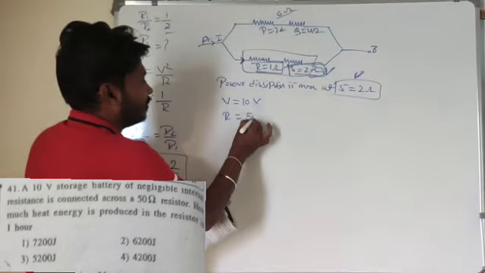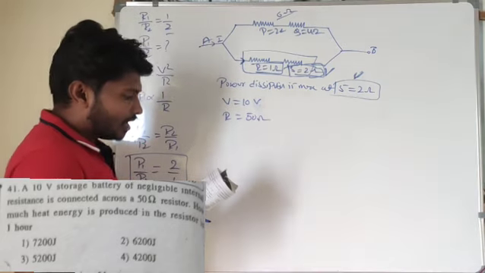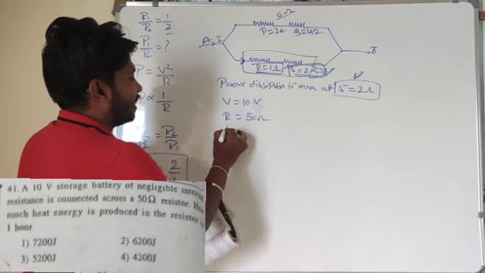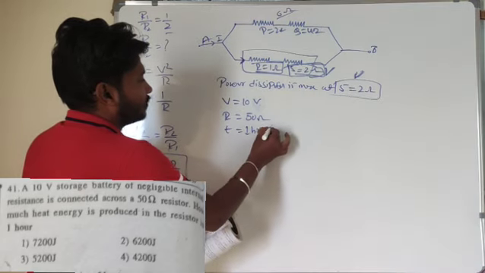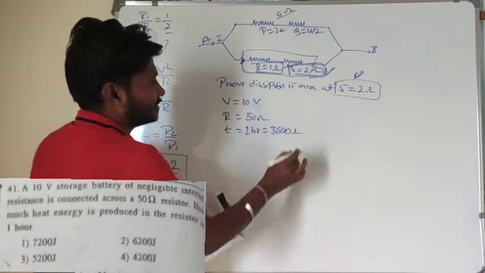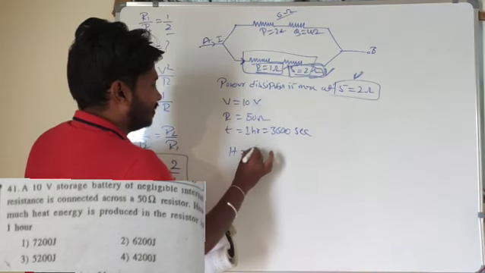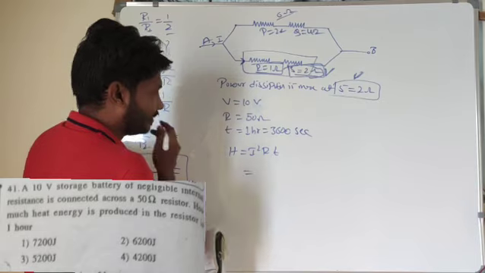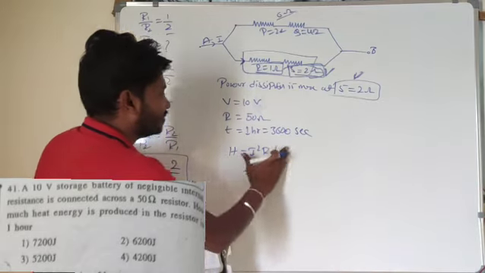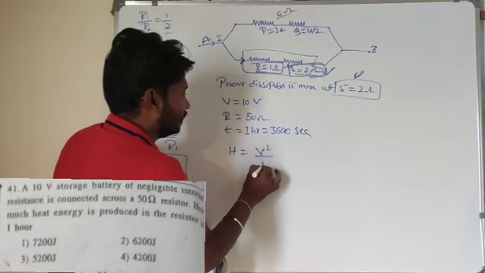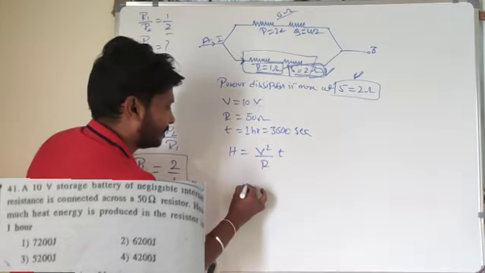So what is the R value? 50 ohm resistance. How much heat energy is produced in the resistor in 1 hour? So time is 1 hour, which means 3600 seconds here. The simple formula is I square R into T, but here current is not given. So shall I use another equation? What's that? V square by R into T.